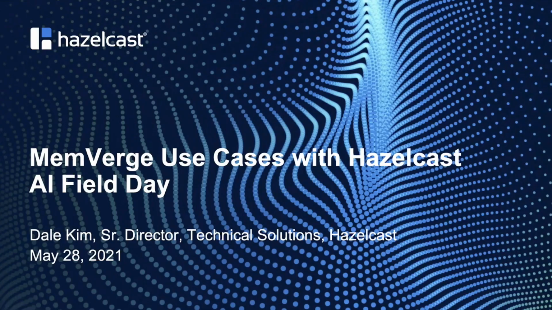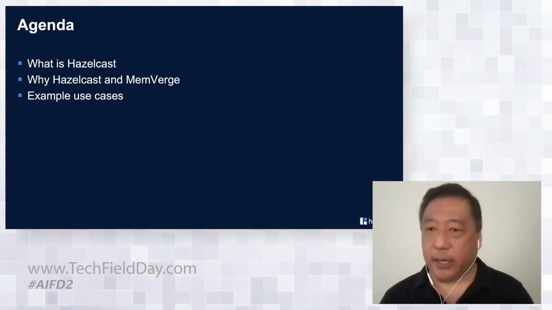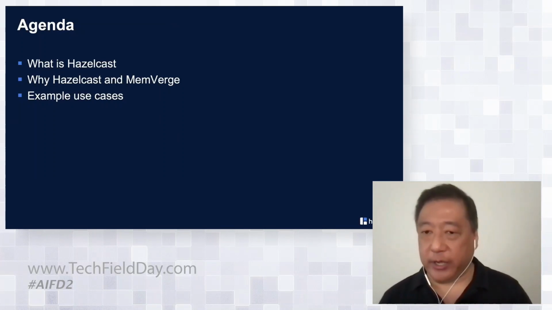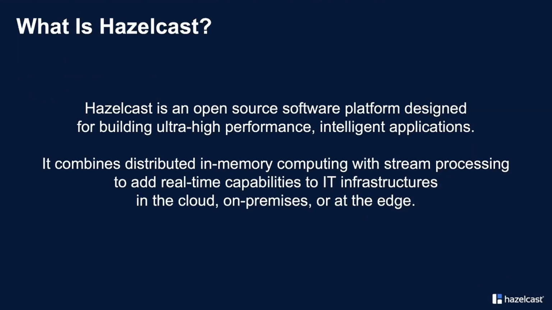I want to talk about some of the use cases that are made more effective with Hazelcast and MemVerge working together. So what I'll do is first talk about what is Hazelcast, and I'll go through that fairly quickly, but then I'll talk about how Hazelcast and MemVerge work together, how they fit together in the stack, and then talk about some of these example use cases.